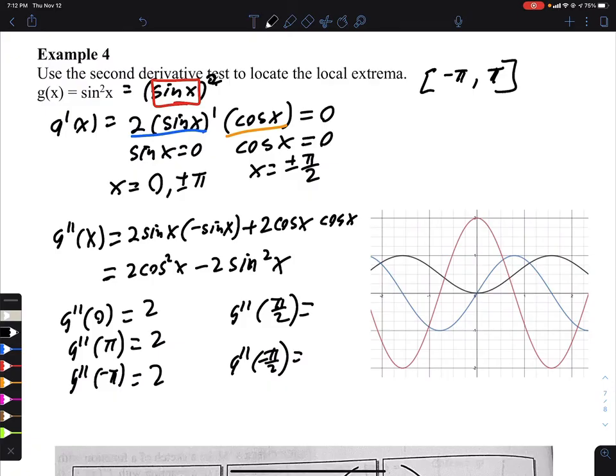Let's plug in pi over 2. Cosine of pi over 2 is 0, so that's gone. Sine of pi over 2 is 1, so that's going to be negative 2. And then we're going to plug in minus pi over 2. Ooh, I didn't want to do that. Cosine of minus pi over 2 is 0. Sine of minus pi over 2 is negative 1, but we square it, so it's positive 1. Positive 1 times negative 2, that's going to be negative 2.